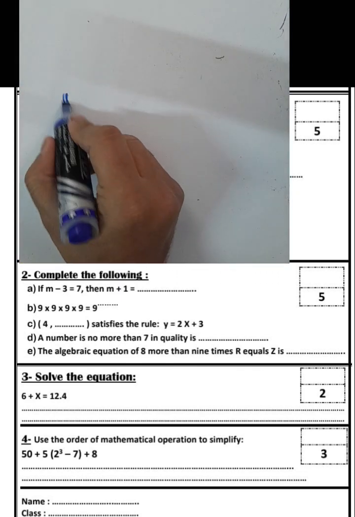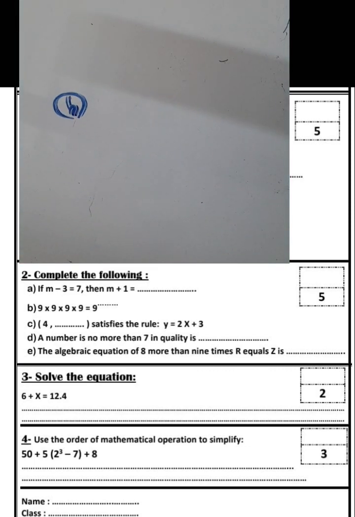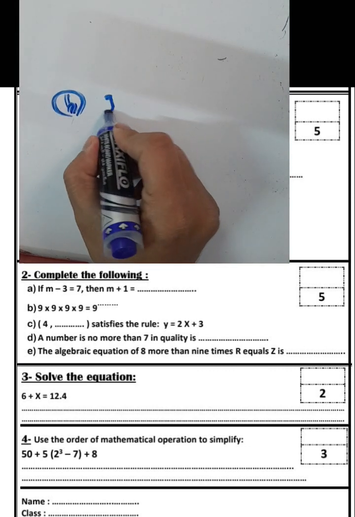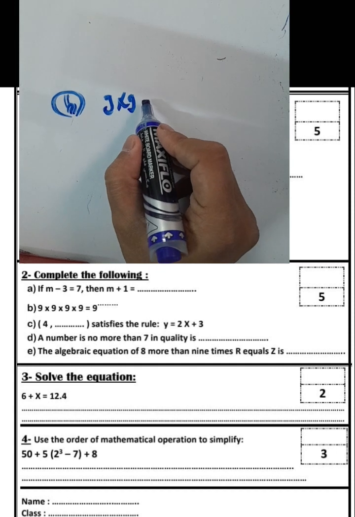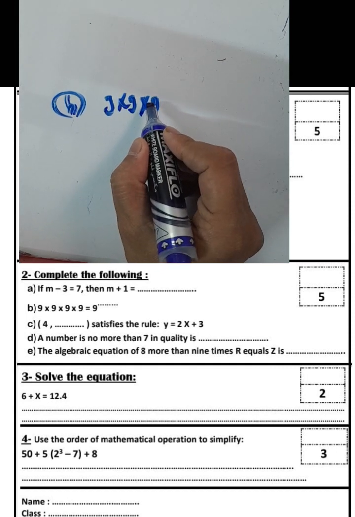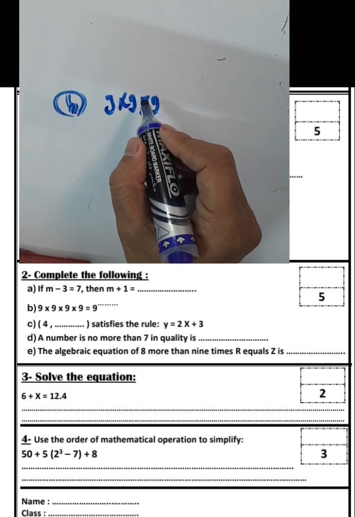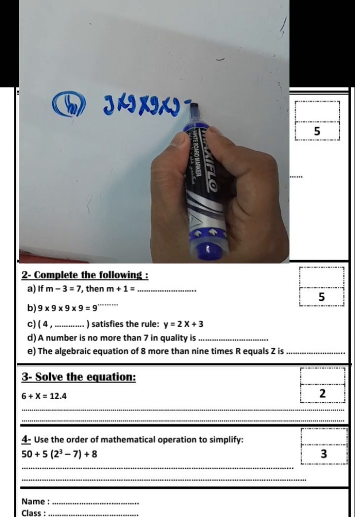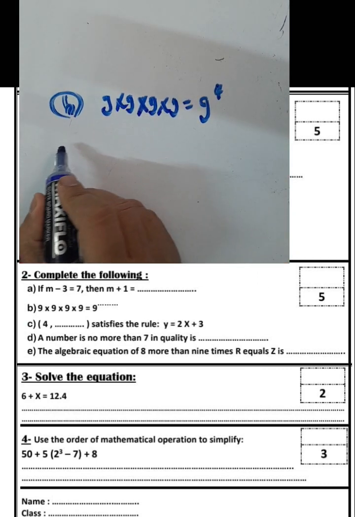Okay, question letter B. 9 times 9 times 9 times 9. How many 9s? 4. Then it means 9 power 4.